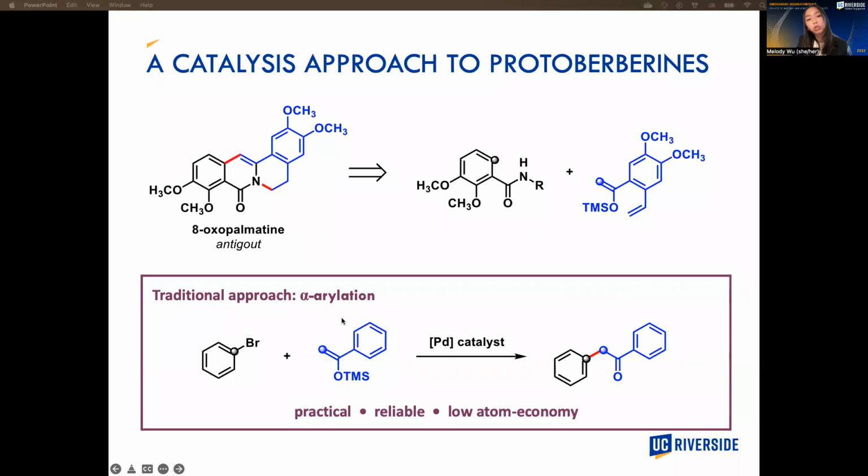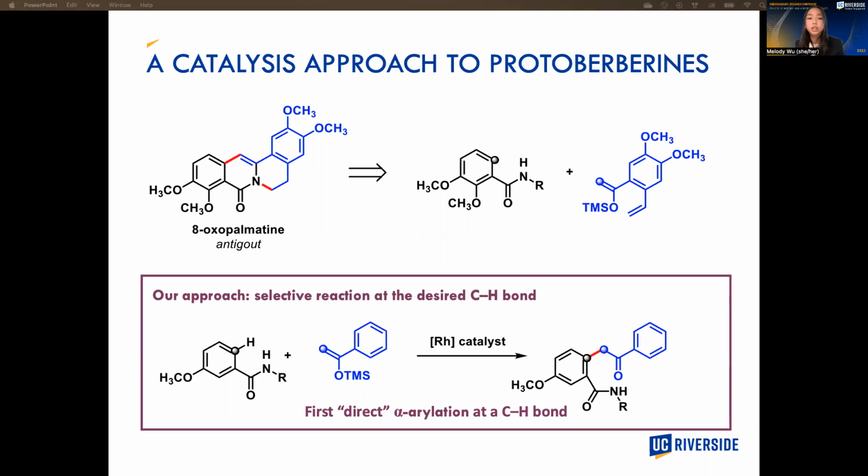And so traditionally, this is done through an alpha arylation reaction where these two fragments form a bond with each other, and we use a bromine here as sort of a leaving group. However, this can be pretty wasteful as bromine is a pretty heavy atom. And so in order to lower the waste and contribute to the green chemistry movement, we developed a new approach, selectively reacting at the desired CH bond by replacing this bromine with a hydrogen, which is the smallest and lightest atom on the periodic table. And thus we can minimize waste and also demonstrate the first direct alpha arylation at a carbon-hydrogen bond.